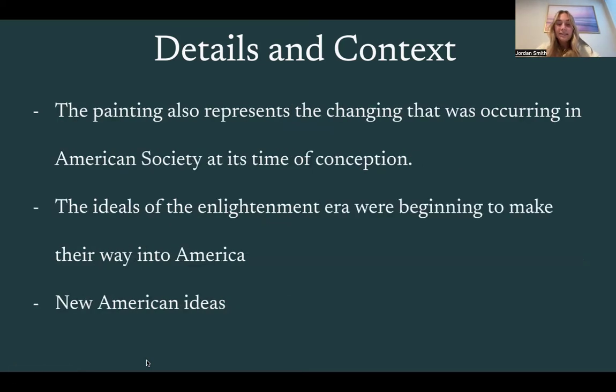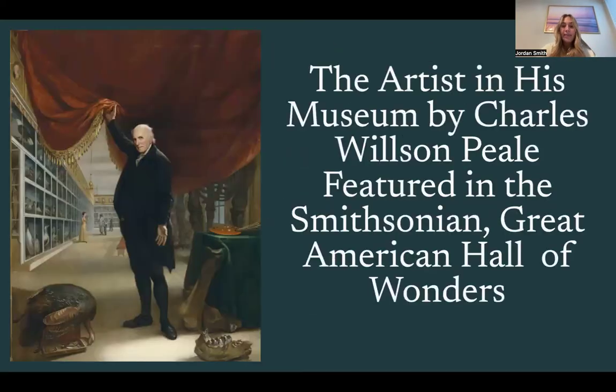The painting represents the change that was occurring in America at this time. That change is really the fact that America as a society was going into more of an Enlightenment era, and there were new American ideas in science, art, government, all of the above. And that is kind of what Charles is revealing the curtain on.